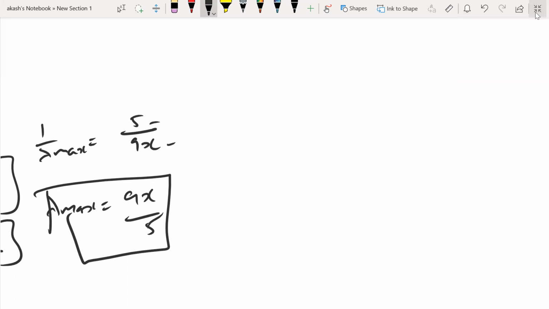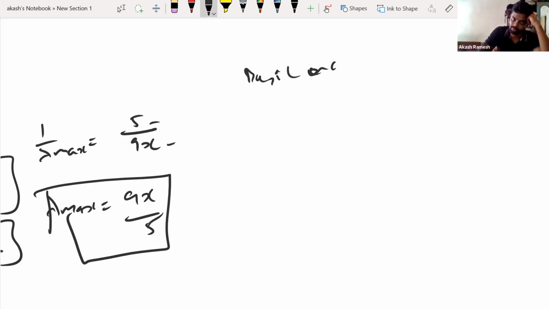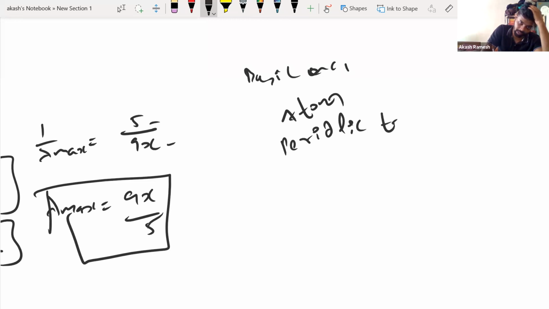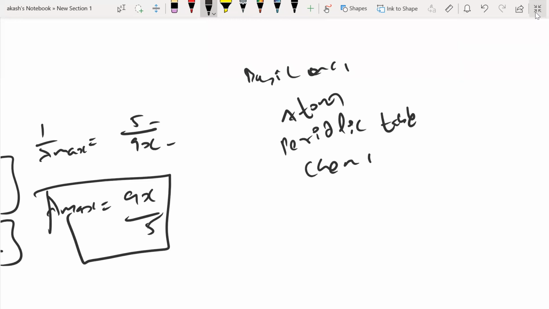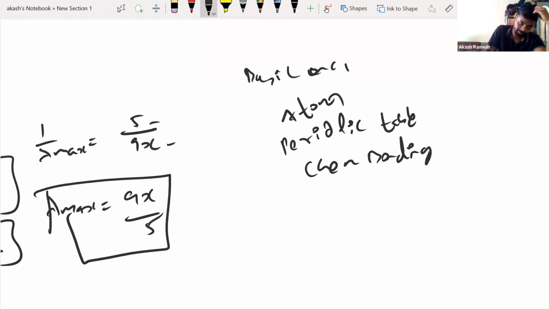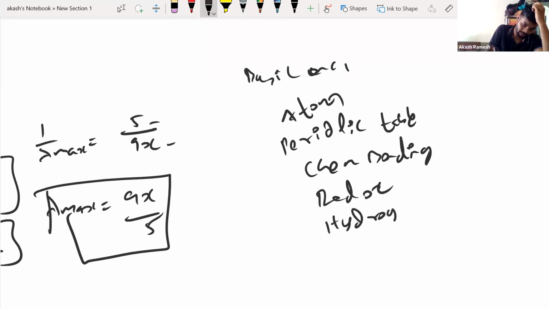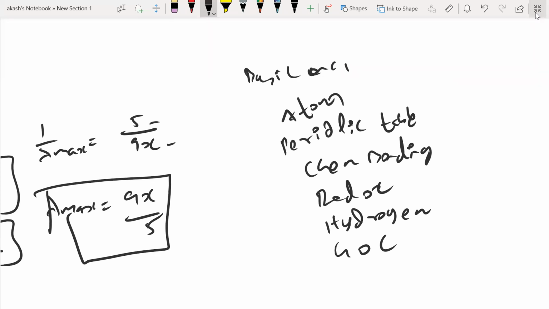For the first term, we have some basic concepts of chemistry, structure of atom, classification of elements and periodicity in properties, then chemical bonding and molecular structure, then redox reactions, hydrogen, and then organic chemistry, some basic principles, GOC. Okay, that's it for the first term.